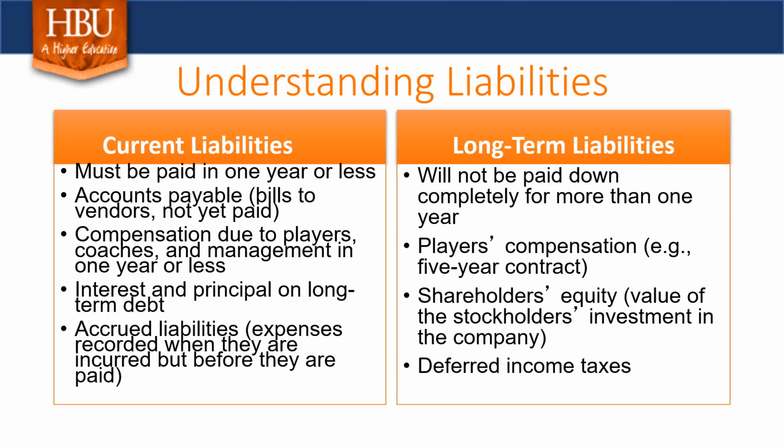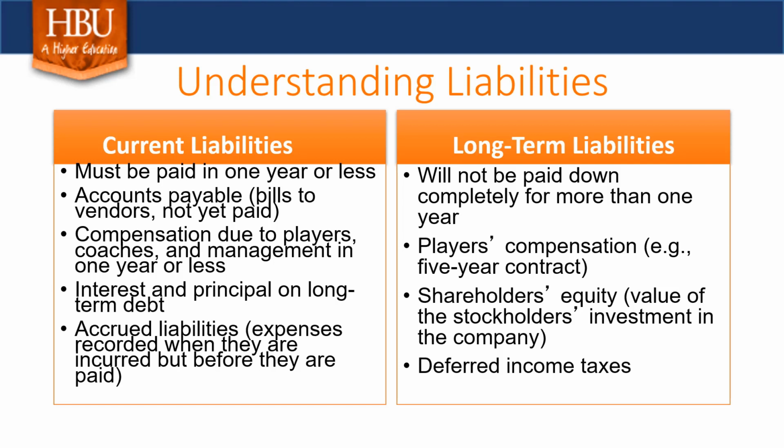A couple ways to think about it. There are accounts payable, bills that must be paid. It's compensation due to our players, coaches, and management for their yearly salaries. It also can be that yearly interest incurred on long-term debt, or additional accrued liabilities or expenses that are recorded when they are incurred, but they have not been paid for.